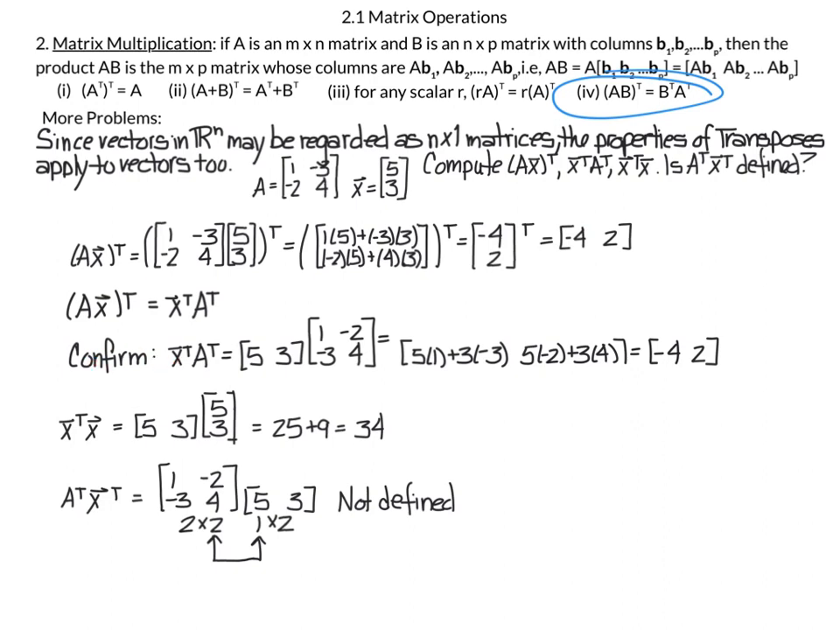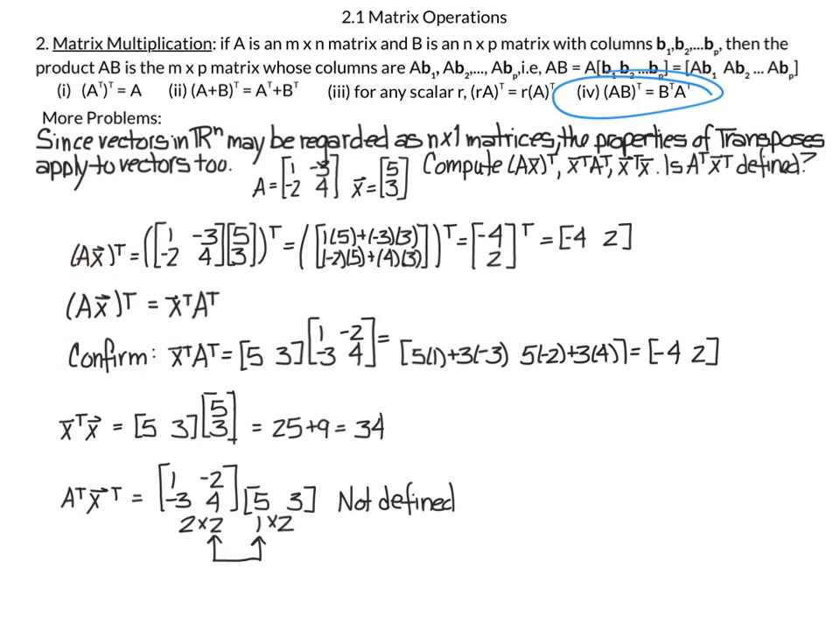So I have X transpose, where X is the column 5, 3, which now becomes the row 5, 3, and A transpose. Here, the first row 1, 3 becomes my first column, and the second row, negative 2, 4, becomes my second column. I do the multiplication out, and I get 4, 2. And again, this is X transpose A, and it is in fact equal to AX transpose.